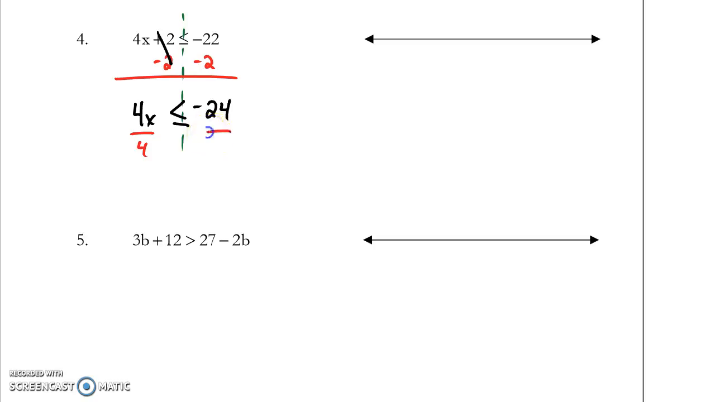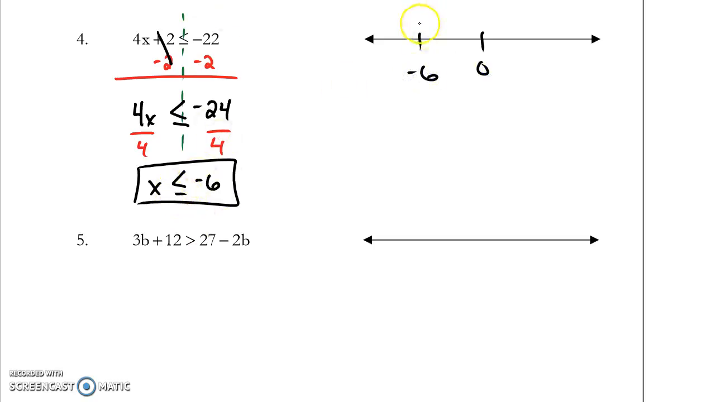Divide by 4, divide by 4. 4's go away. X, negative 24 divided by 4. Use your calculator if you need it. Negative 6. Symbol comes down. I don't change it at all. I have 0. I have negative 6. This time I do fill in my circle. It's a completely filled in circle because it's an or equal to. Variable's on the left. Arrow points left. I shade left.